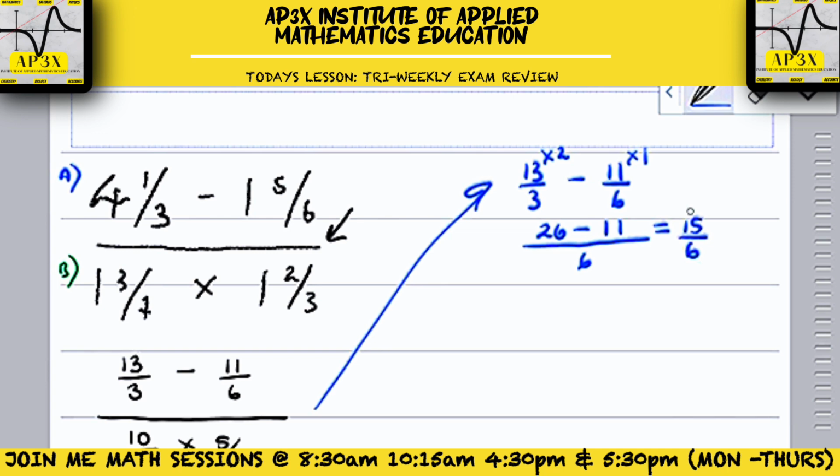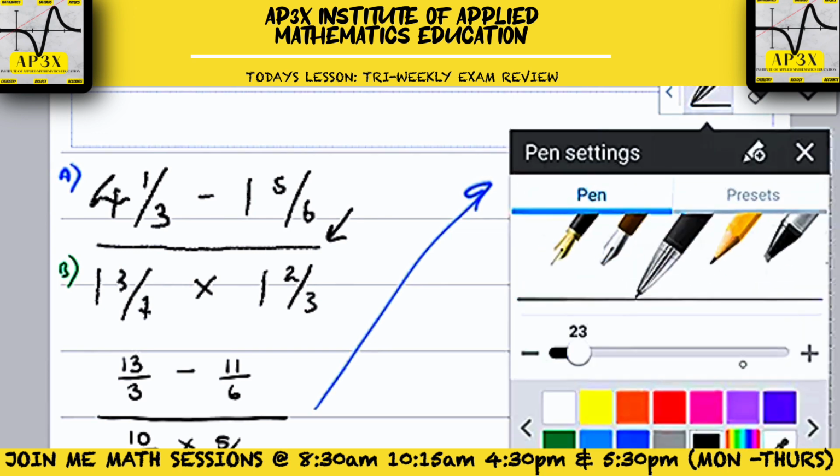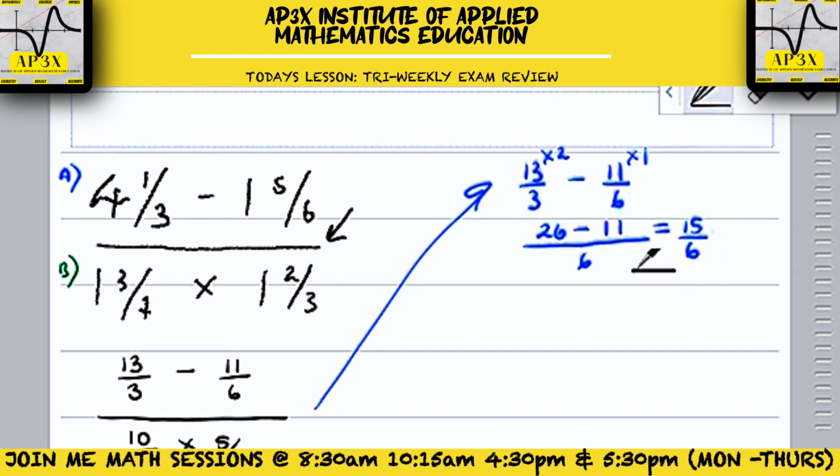Now I did also find that quite a bit of students did in fact carry this result of 15 over 6 down to the latter part of the problem, and whilst that is okay, I find that it's so much easier working with smaller numbers as opposed to larger numbers. And what do I mean by that? When you have a fraction like this, you want to always check to see if there's anything that can reduce this fraction to a lower form.